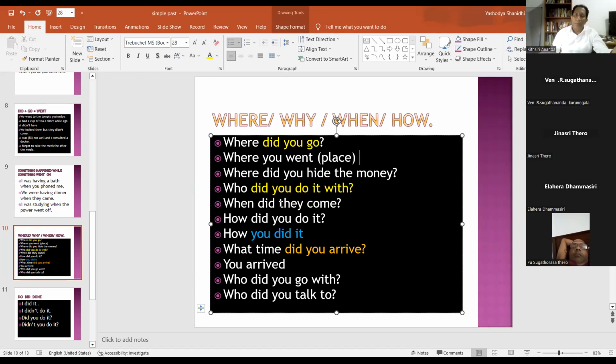Grammatically we identify those words to be relative pronouns. A relative pronoun is a word that connects sentences while doing the work of a pronoun. So similarly, we can use those words as a sort of conjunction. So where can be a conjunction.